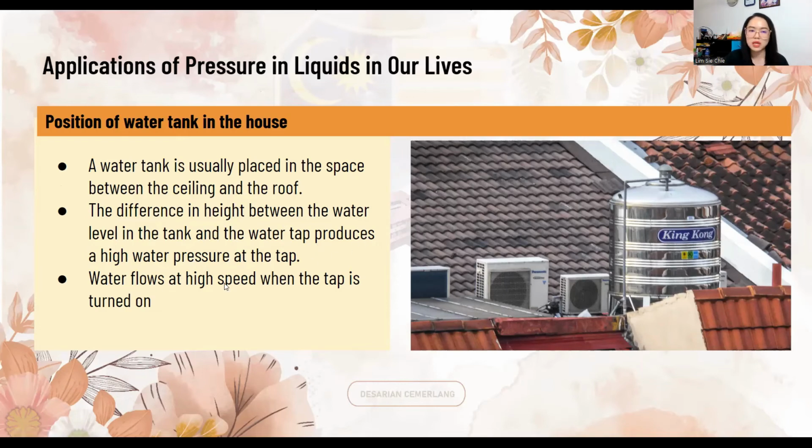So water flows at a high speed when the tap is turned on. That's why you will realize that for the people who stay in a condominium, sometimes they will have a problem with the water pressure, especially for the people who stay in a high building, at a high level. But normally they don't need to worry because they normally will put the tank at the rooftop. So this is very interesting.